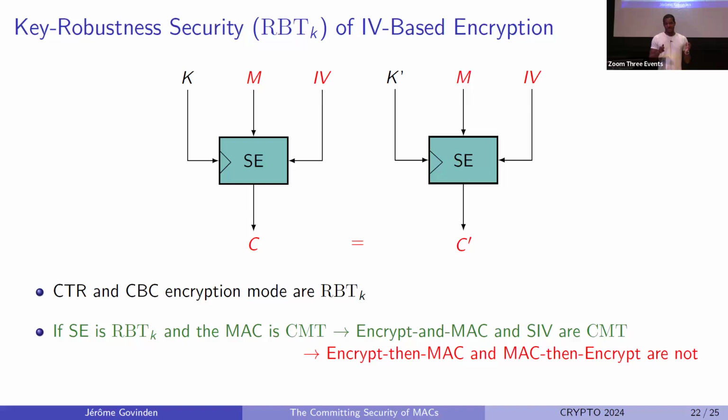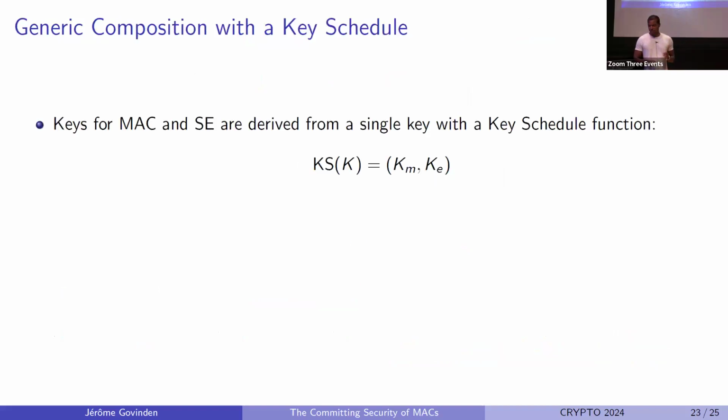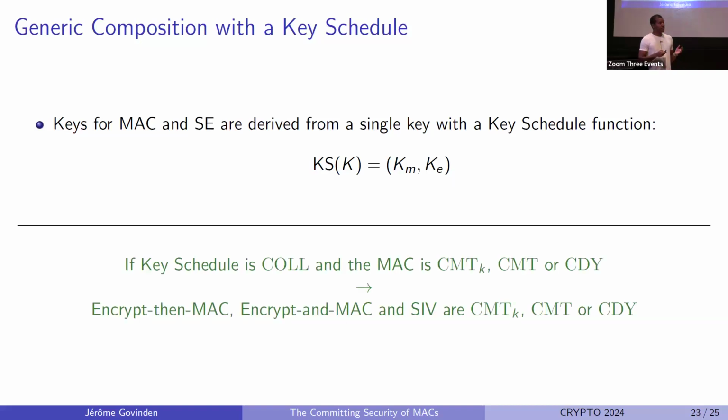We then wanted to prevent these attacks and looked at a slightly modified variant of generic composition, which is generic composition with a key schedule, where now the keys for the encryption and the MAC part are derived from a single key through a key schedule function. We then have the following result, which is that if the key schedule is collision resistant, then all the properties of the MAC scheme are conserved for all the paradigms except for MAC-then-encrypt.